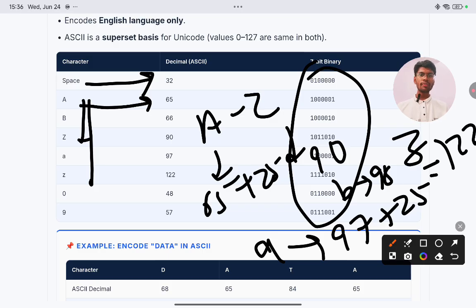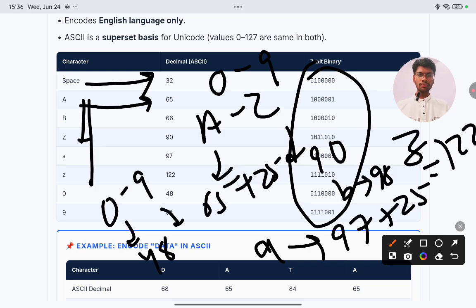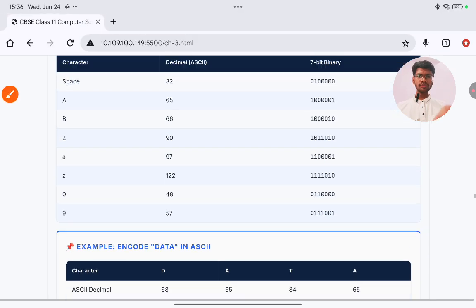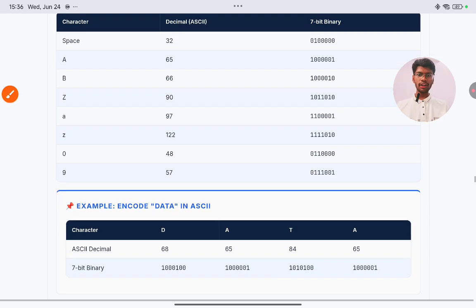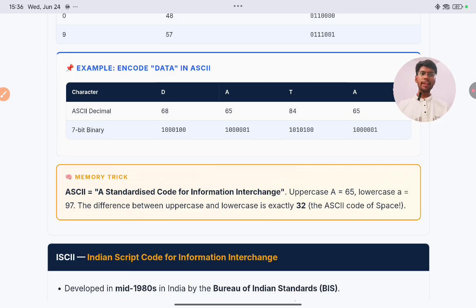Space is 32. Then how will we represent 0 to 9? 0 is 48. 9 is plus 9, that will be 57, and 1 is 49, respectively plus 1 as you go. So remember this and take a screenshot of this if required. So if there is a question, encode DATA in ASCII values, how will you do it? A you know is 65, D is how much? Plus 3, you get 68, T is 84, A is again 65.